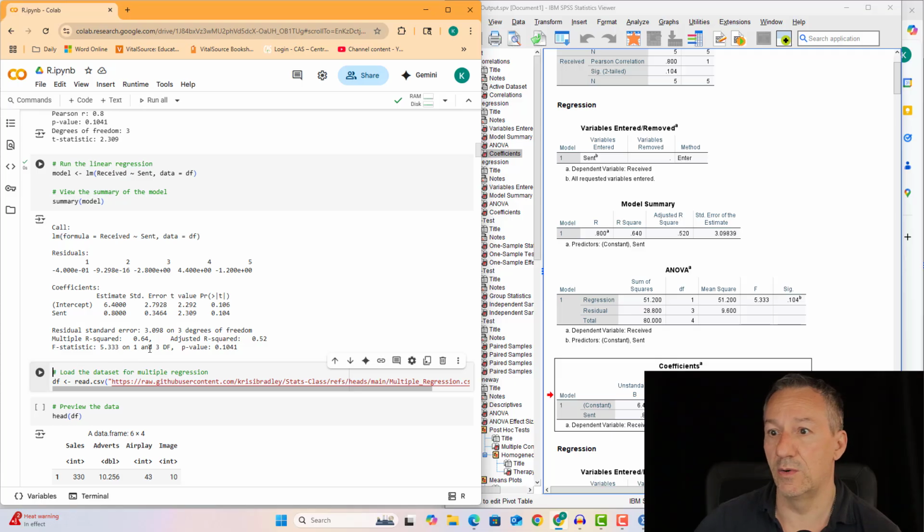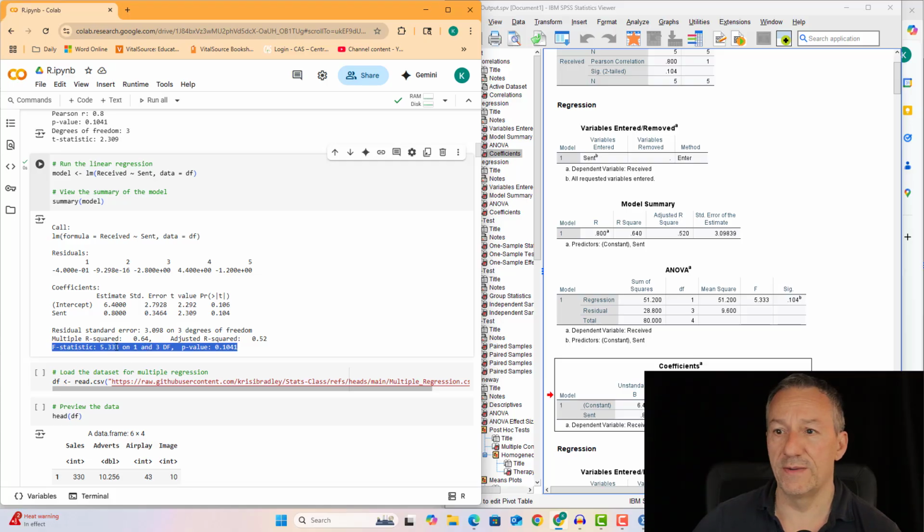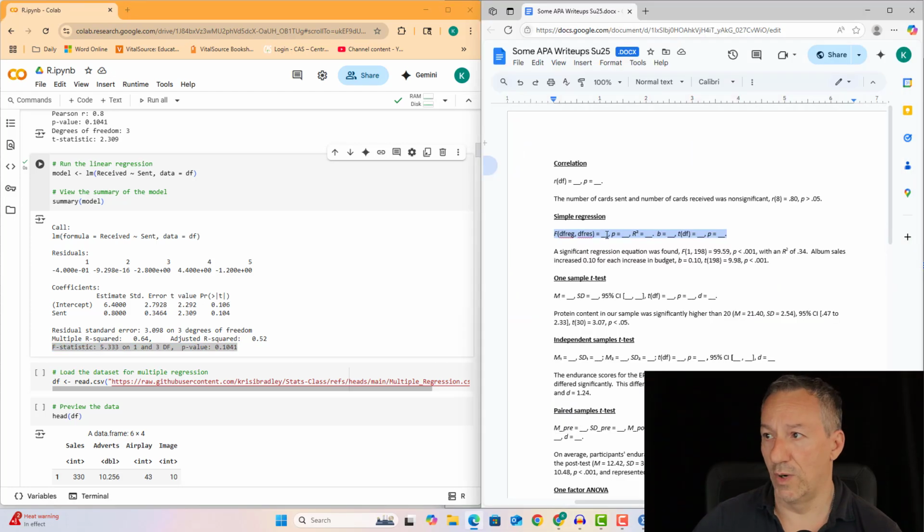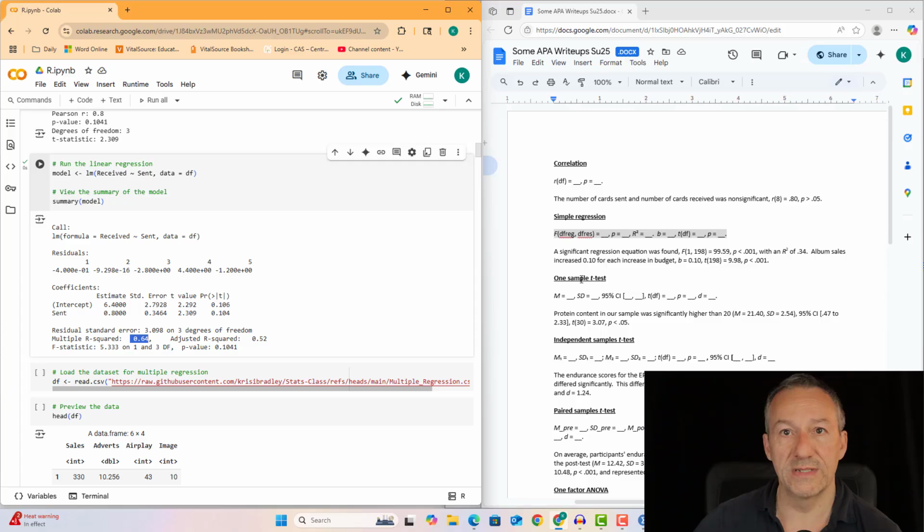Exact same thing here. So degrees of freedom, 1 and 3, right? So here's this right here. 1 and 3 for degrees of freedom. The F statistic, 5.33. P-value still 0.104. F, 1 and 3, 5.33, 0.10. Our R squared, we get it from right there, 0.64.